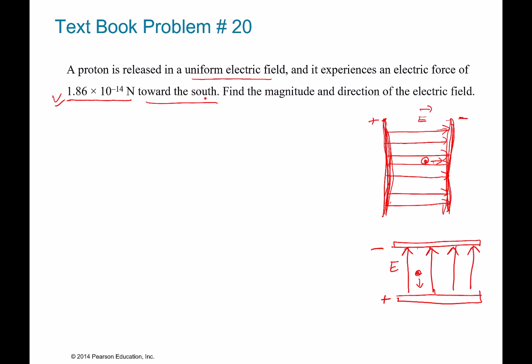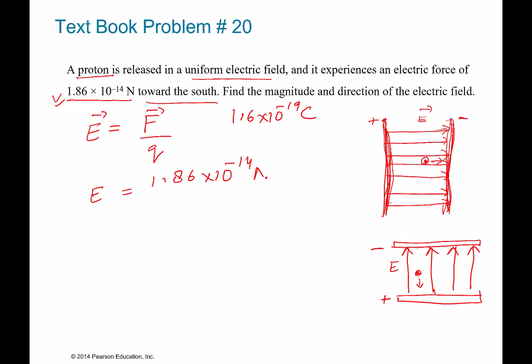Find the magnitude and direction of the electric field. So your E is basically given by the force experienced by the test charge, and we have a proton. We know the charge of the proton as 1.6 × 10^-19 coulombs, so we'll go ahead and use that. So your E vector is F, which is given to us as 1.86 × 10^-14 newtons southwards.